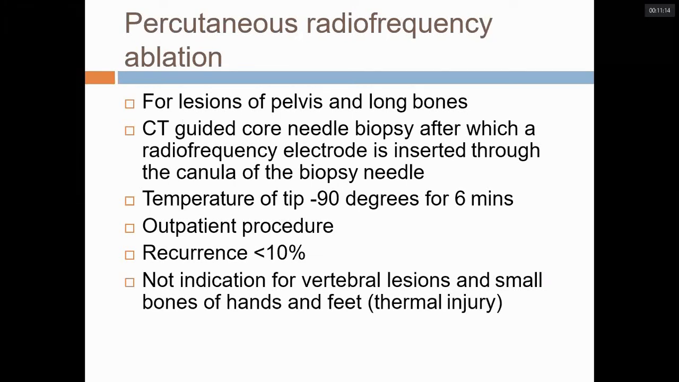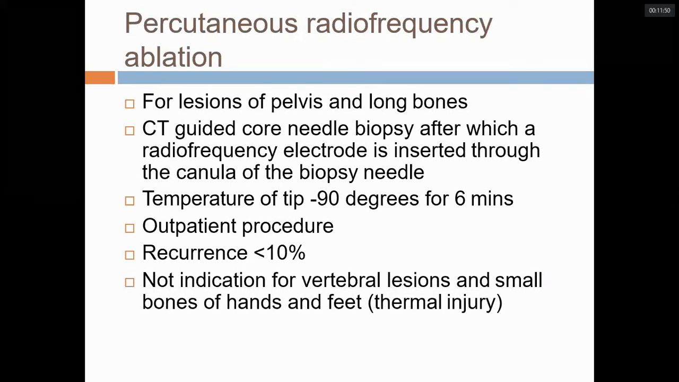Percutaneous radiofrequency ablation is used for lesions of the pelvis and long bones at unreachable sites, like in the pelvis, and in some cases in long bones this method can be tried. First, a CT guided needle bone biopsy is done, and through the cannula of the biopsy needle the radiofrequency electrode is inserted. The temperature of the tip is maintained at 90 degrees for 6 minutes, and it's done on an outpatient basis, and there is a low chance of recurrence, less than 10%.